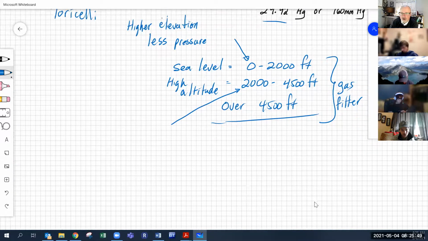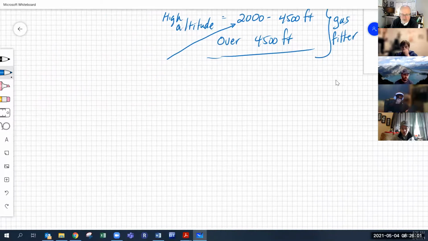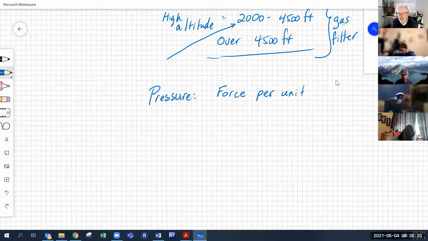So while we're talking about pressure, this formula triangle right here, we're going to talk about in a second. Okay, so let's talk about pressure first off. I'm going to give you the definition of pressure. The definition of pressure is force per unit of area.